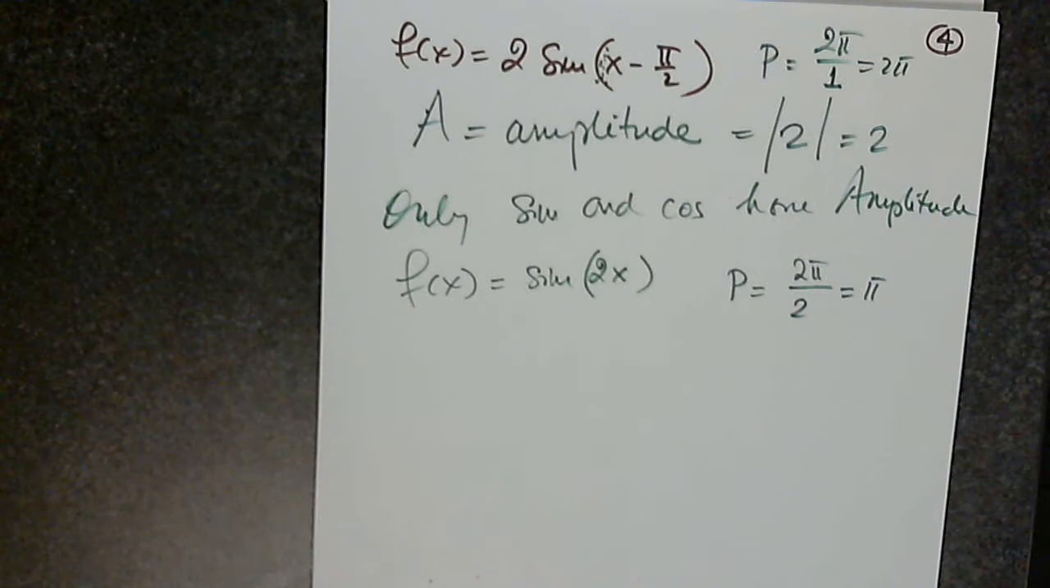So the normal period is 2 pi, but when I change x into 2x, what do I do with the period? It's the only one that, in chapter 2, we said doesn't seem right, but that's the case.